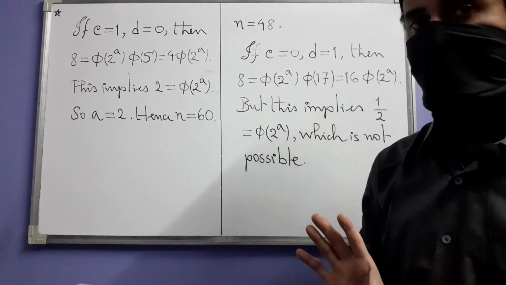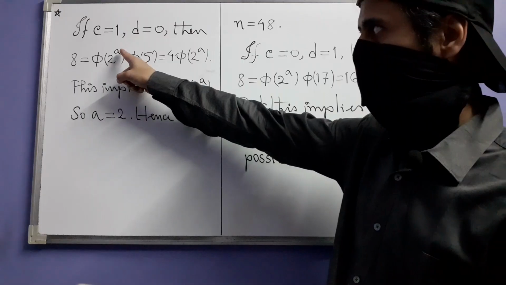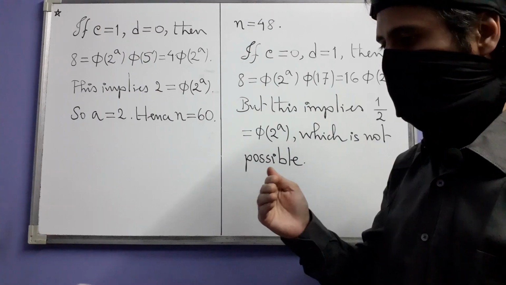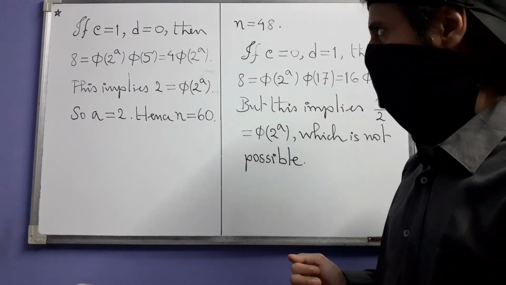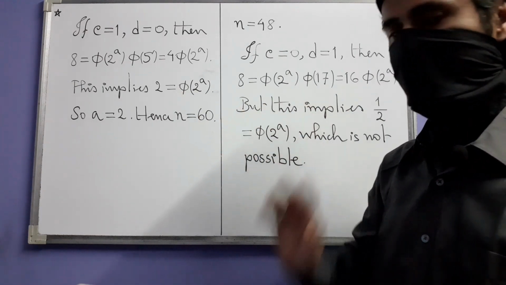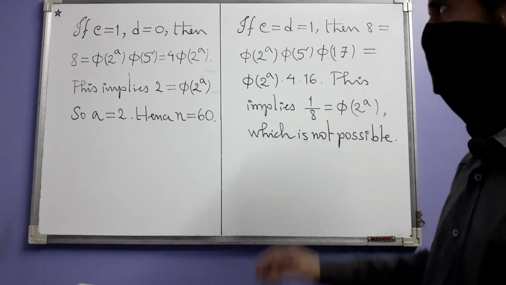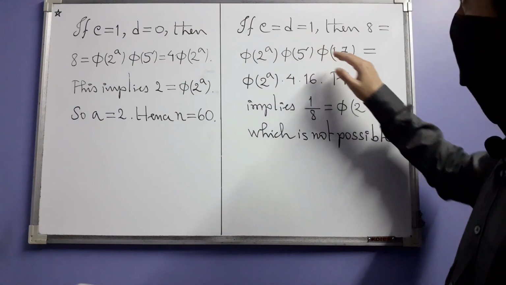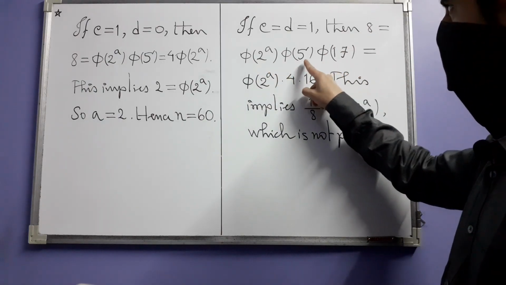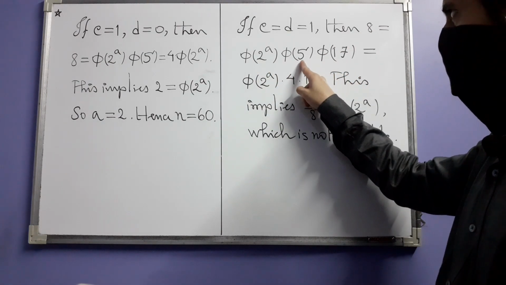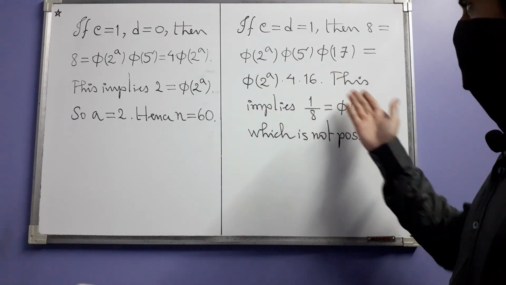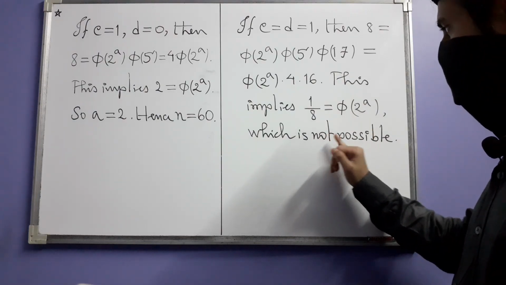But then what happens to n? a is 2 means what? You have 4 in our number n. Along with that, you also have 3 and you also have 5. 3 times 5 is 15, 15 times 4 is 60. And finally, the subcase where c and d are both 1. In this case, things go wrong. 8 equals this. So now 5 and 17 are both there, which become 4 and 16 because their phi values are being considered. And then after doing cancellation, this is what you get, which of course is not possible.